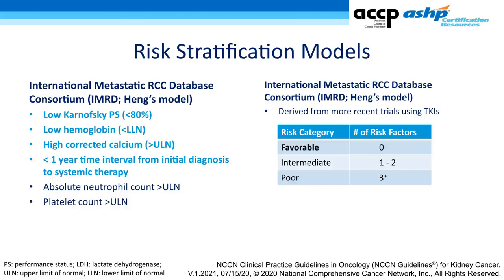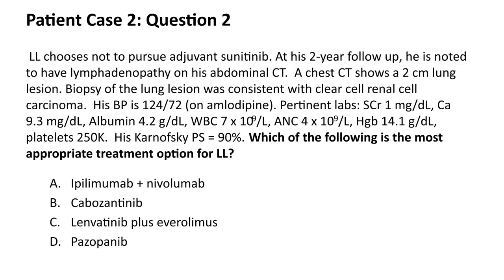And this brings us back to the case of LL, who chose not to pursue adjuvant sunitinib, no overall survival benefit, but certainly toxicity. He goes 2 years until he has some lymphadenopathy on an abdominal CT. CT chest also shows a 2 centimeter lung lesion that is biopsied, consistent with clear cell renal cell carcinoma. His blood pressure is still well controlled on amlodipine. His labs that are pertinent include a normal creatinine, a normal albumin, a normal calcium, a normal white count, a normal ANC, a normal hemoglobin, and normal platelets. His Karnofsky performance status is 90%.